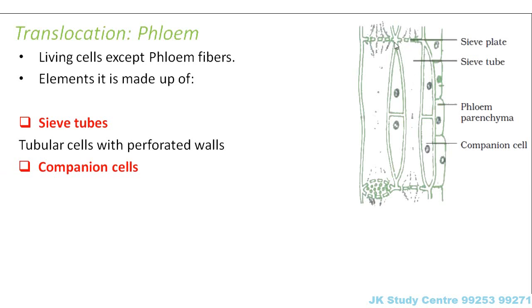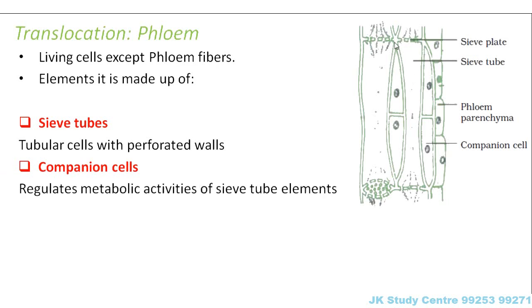The sieve tubes are accompanied by the companion cells. The word companion means a friend, somebody who accompanies. So these companion cells actually accompany the sieve tubes. They regulate the metabolic activities of the sieve tube elements. So here you can see, this is the sieve tube, this is the sieve plate with perforations, and these are the companion cells. So the companion cells are kind of supporting the sieve tubes.